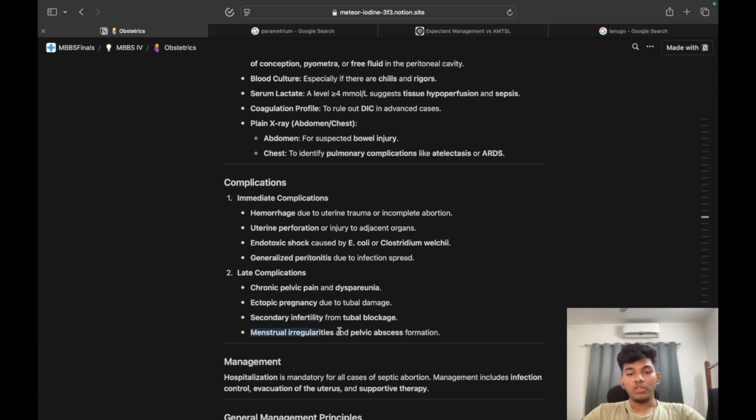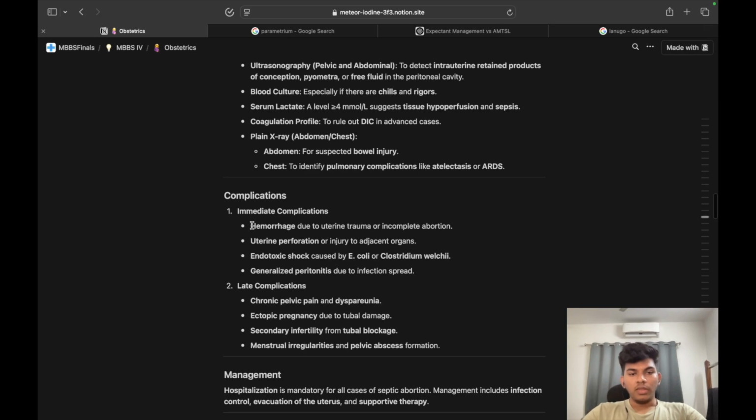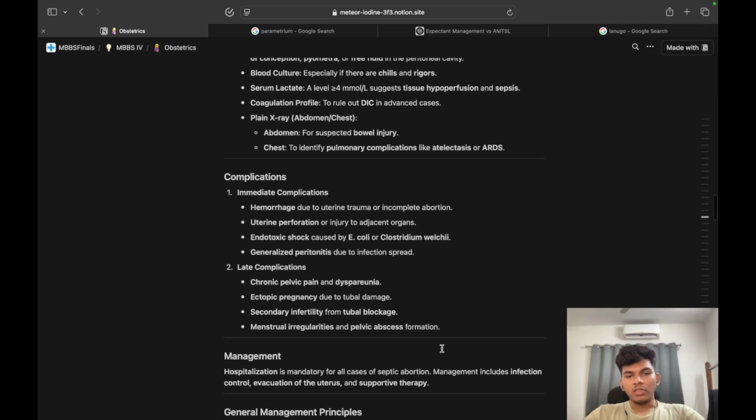Secondary infertility, menstrual irregularities. So first one, hemorrhage due to uterine trauma or incomplete abortion. Next one, uterine perforation or injury to adjacent organs. Endotoxic shock caused by E. coli or Clostridium welchii. Generalized peritonitis due to infection spread.